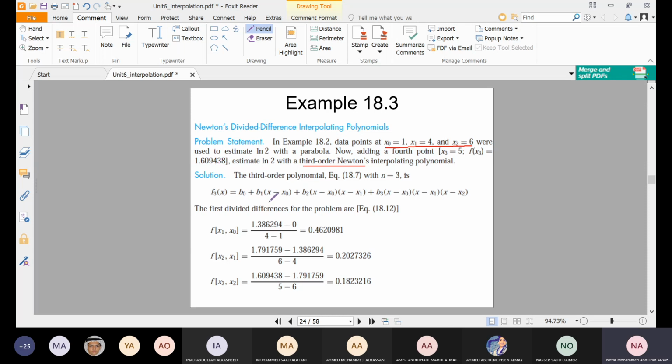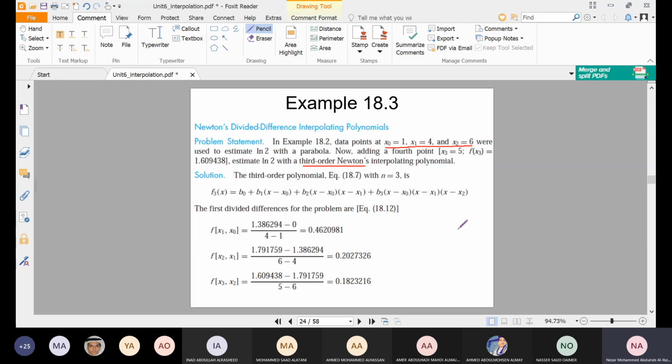So if you want to find the third order polynomial, it is equal to B0 plus B1 multiplied by (x minus x0) plus B2 multiplied by (x minus x0)(x minus x1), plus B3 (x minus x0)(x minus x1)(x minus x2). So what we want to do here, we have the data in this table. After that, we might do it using regression, or you can compute it like this.